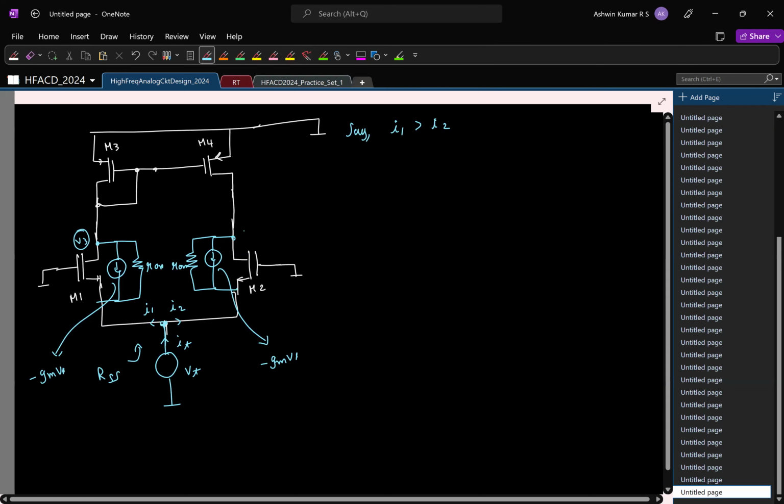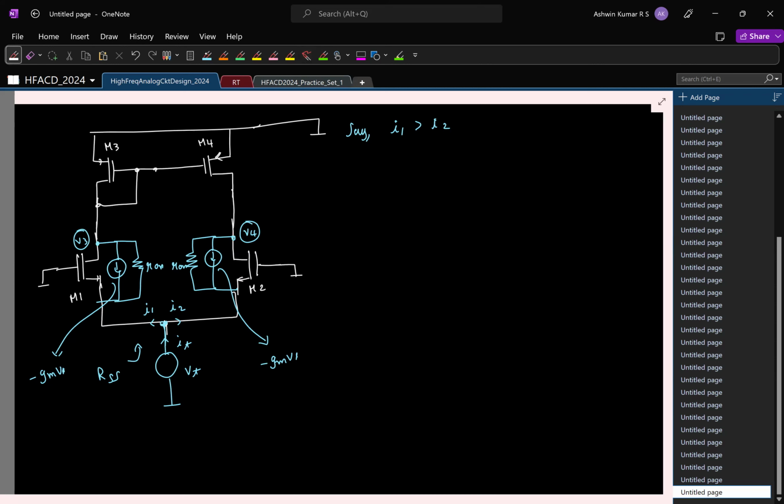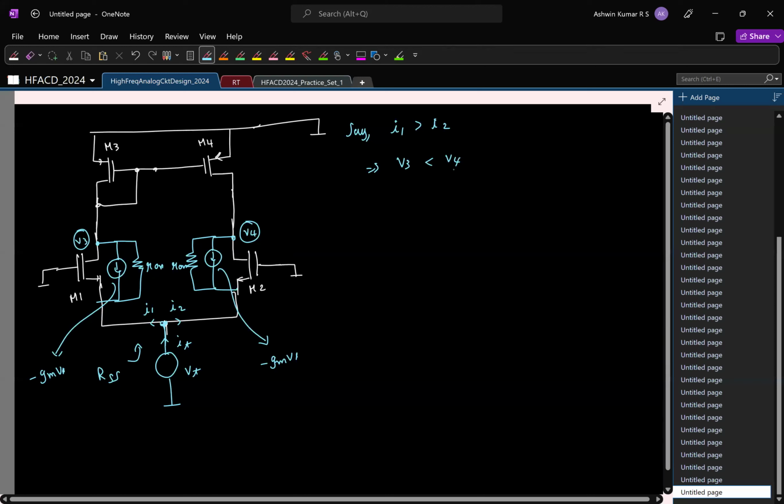Let me mark it clearly. V3, V4. I'm saying this current is greater than this current. Left side current going up is greater than the right side current going up. So which voltage is greater? V3 has to be smaller than V4. Fine. Now let's also look at the top side. So again, if I draw it like this, what can you say about these two currents? They'll be the same. GM, VGS, right? Both of them have the same gate voltage, same source voltage.